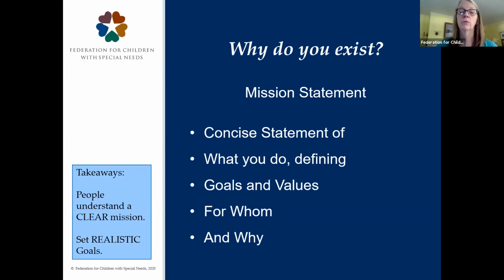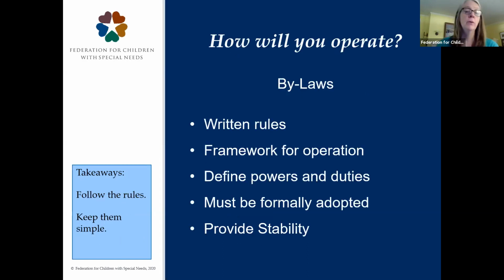People understand when groups have a clear mission, and if you are going to set out goals for yourself, just make sure that they're realistic. We all want to do everything to save the world, but a SEPAC has a specific mission, and it should be clearly defined.